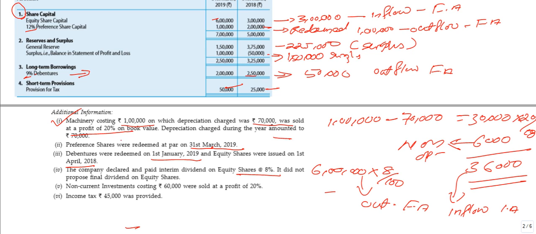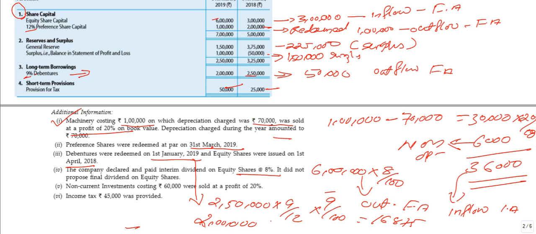So then here debentures are redeemed on 1st January 2019. So we have to give the interest to them. How can we calculate? First, 2,50,000 rupees. How many months remain when they are redeemed on January 1st? April, May, June, July, August, September, October, November, December. 9 months. 9 by 12 into 9 by 100. Okay, this amount we are redeeming. How much will you get? That is 16,875.